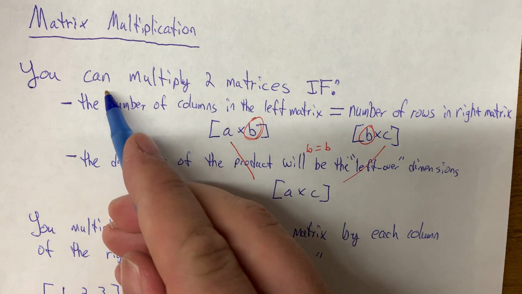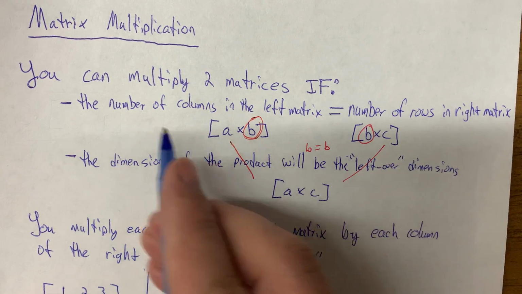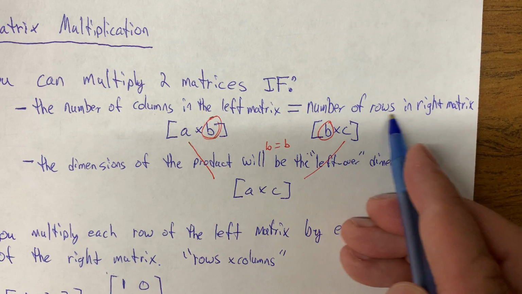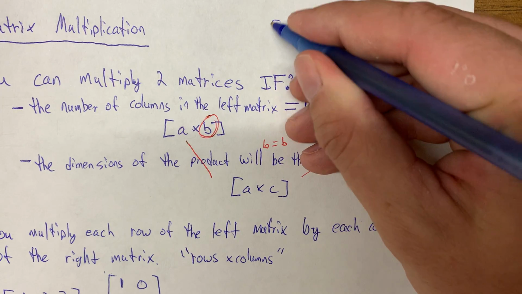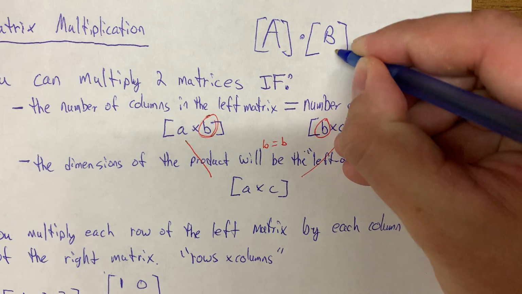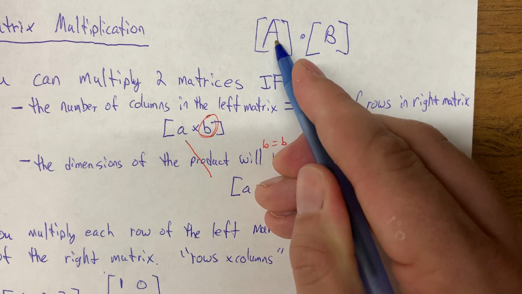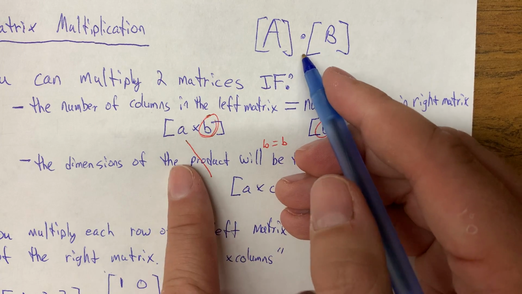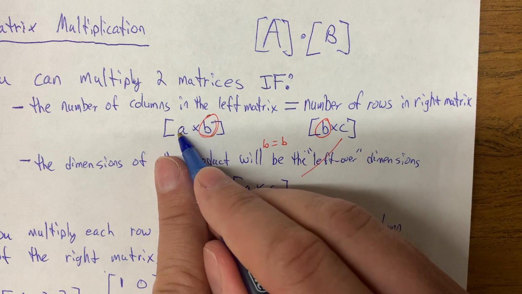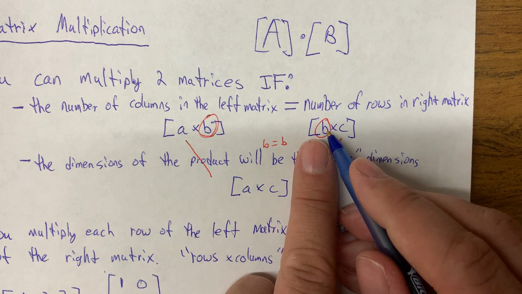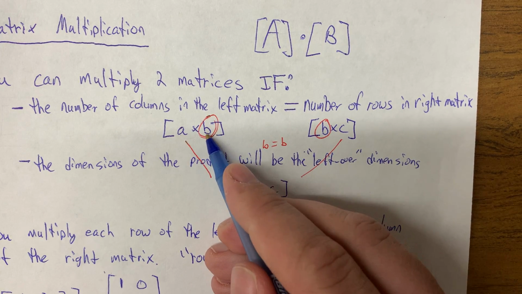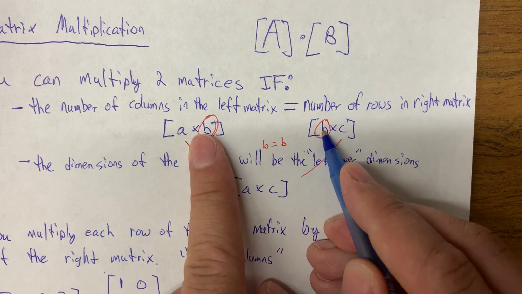You can multiply 2 matrices together if the number of columns in the left matrix is equal to the number of rows in the right matrix. So if you have 2 matrices multiplying together, you need the number of columns in this one to equal the number of rows in this one. And it's really easy to do if you just write out the dimensions. So if you write out the dimensions of matrix A, rows by columns, and you write out the dimensions of the right matrix, rows by columns, then what you're looking for is the number of columns and the number of rows to be equal to each other.